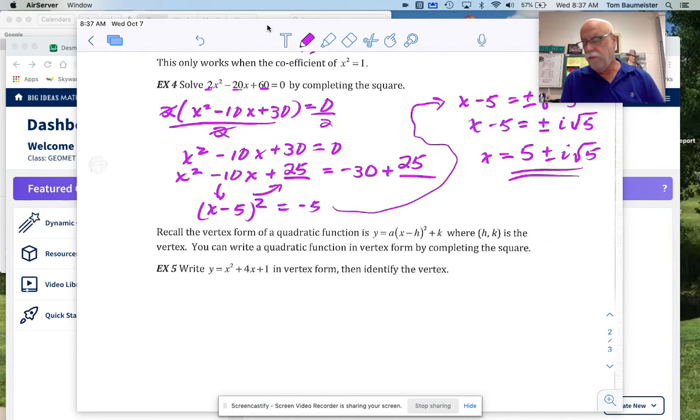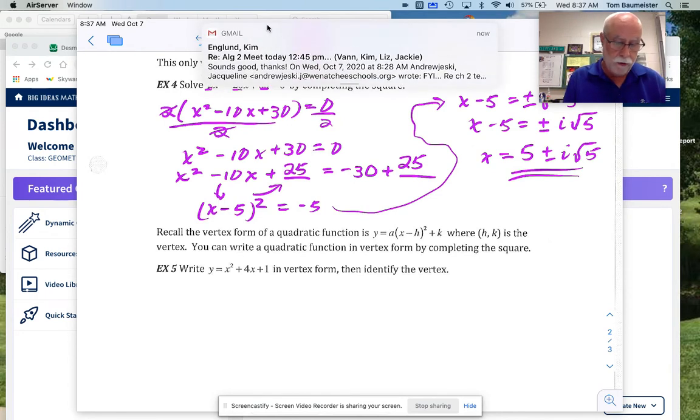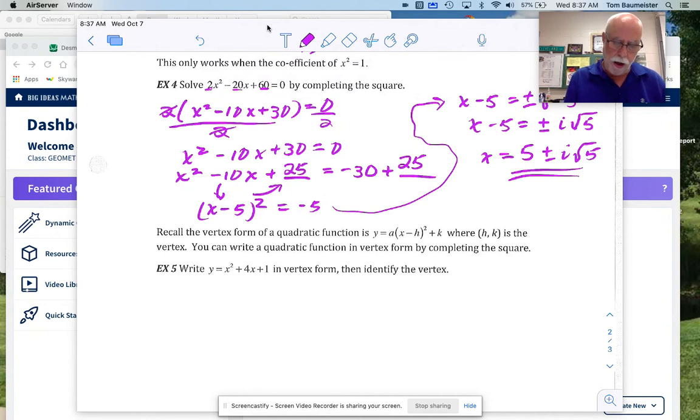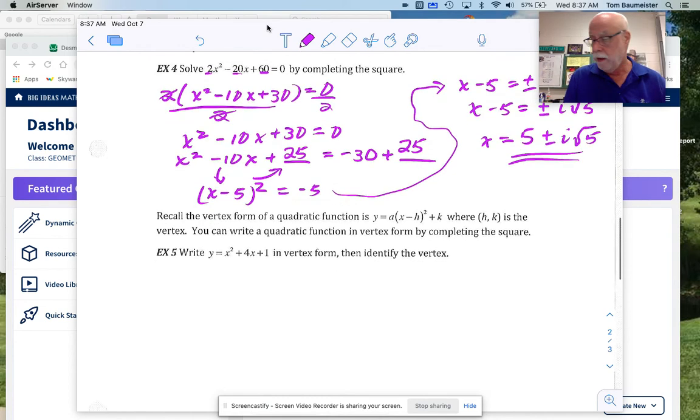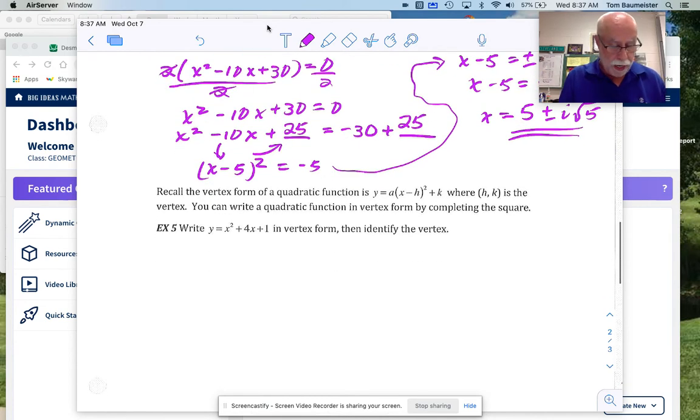And then finally, recall that the vertex form of a quadratic equation is y is equal to a(x minus h) squared plus k, where (h, k) is the vertex. You can write a quadratic function in vertex form by completing the square. Example, write y is equal to x squared plus 4x plus 1 in vertex form, then identify the vertex.